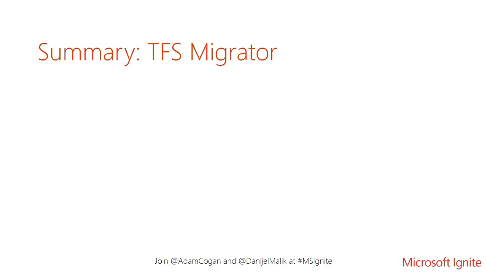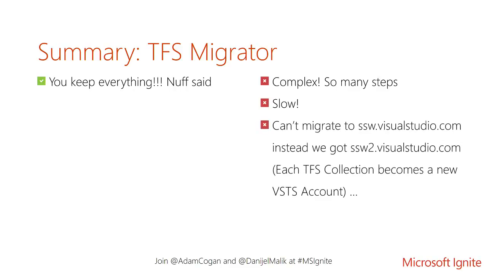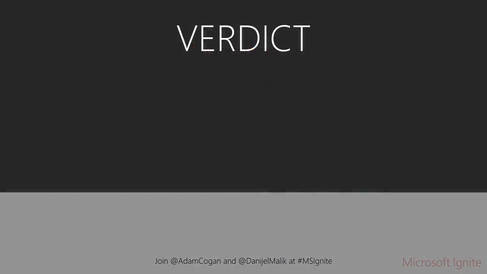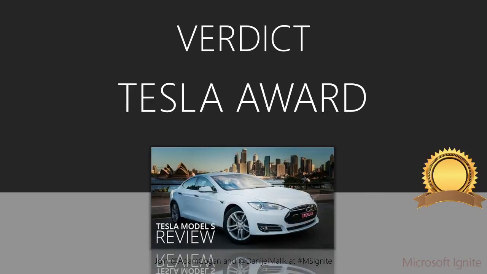Okay, this one sounded better to me than all the other options, although it looked complicated. So I get everything. That's exactly what I wanted. I want a high fidelity solution. I wanted to keep everything, just in case. It looked real complicated, okay? It is going to be slow, at least a day of downtime, didn't know exactly. And I couldn't migrate into just ssw.visualstudio.com. I didn't like that too much. My verdict, I give that the Tesla Award, okay? I thought that was pretty cutting edge, pretty cool.